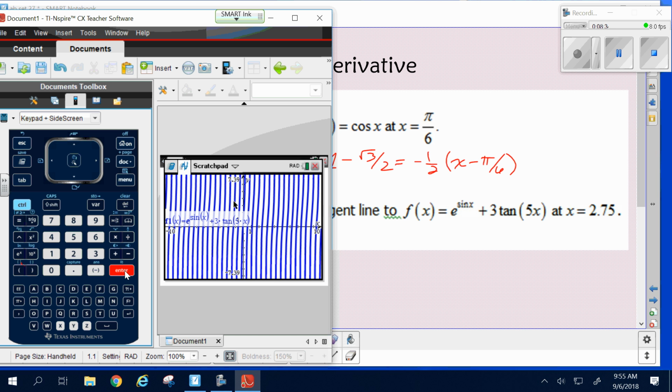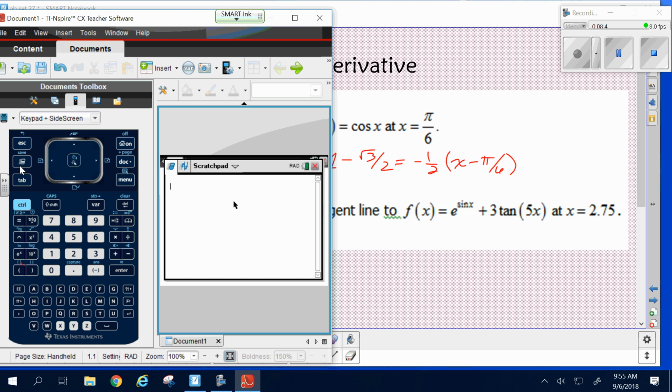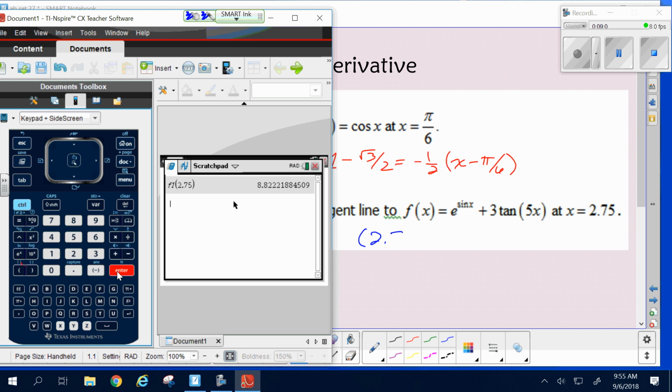So, if we have that in, do you have the function in? Does it look really pretty? Yes. All right, like wallpaper, cool. Let's go back to our home screen. We need a point and a slope. So to get the point, we're going to plug 2.75 into the straight up function. Call it the function f1, evaluate it at 2.75 and give me 3 decimals. My point is 2.75, 8.822. Do you agree with my outcome there?